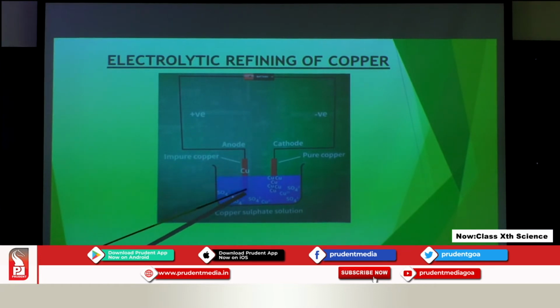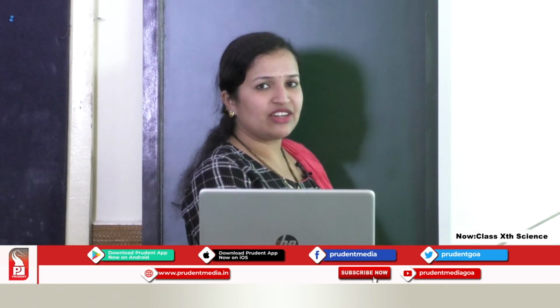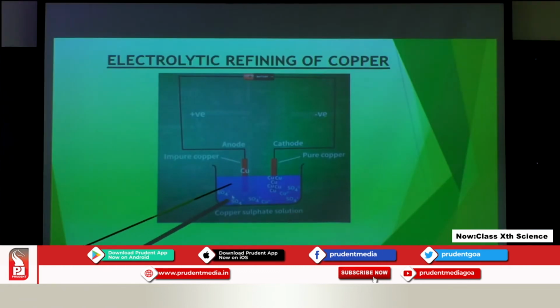Here the anode is the strip of impure copper, the cathode is a strip of pure copper. So, obviously all the copper will start depositing on pure copper from the solution. Now, this impure copper strip has copper, and along with that there are many impurities. The copper present in this impure copper electrode will dissolve in the solution and get converted into copper plus 2 ions. Then these ions will again go and stick on the surface of the pure copper, that is the surface of the cathode. So, all the copper metal present in the anode will dissolve in the solution and deposit on the cathode, the pure copper strip.